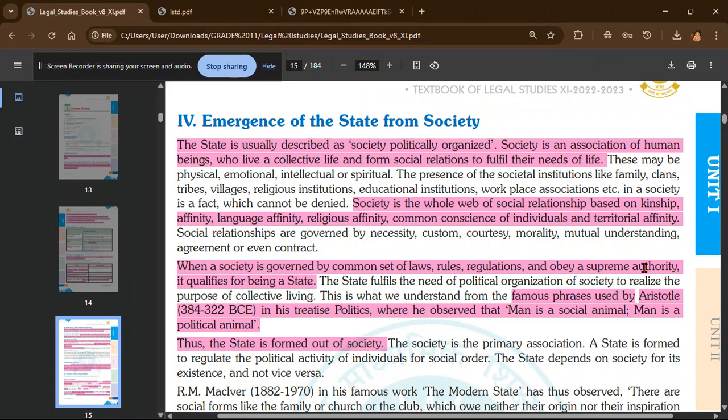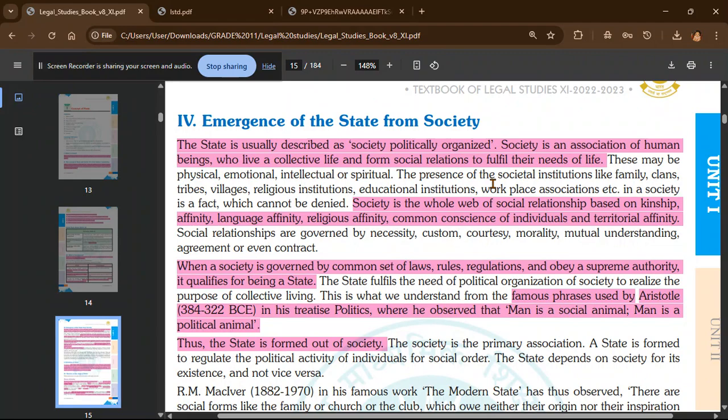So, society is an association of human beings who live a collective life and form social relations to fulfill their needs of life. Now, whatever the textbook has given, I would suggest that you read it once and then explain in your own way. It's not very necessary that you write exactly to the point, but it is mandatory that you write textbook terminologies. There are certain words such as state is described as society politically organized, so you should write these. If you want to elaborate in your own way, that is not a problem, but you must not change them.